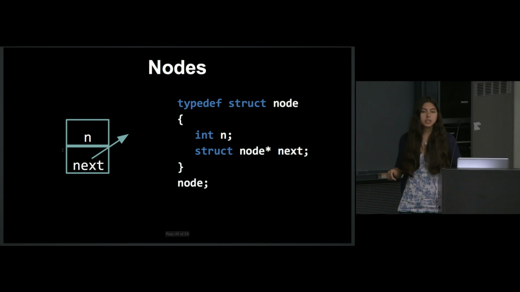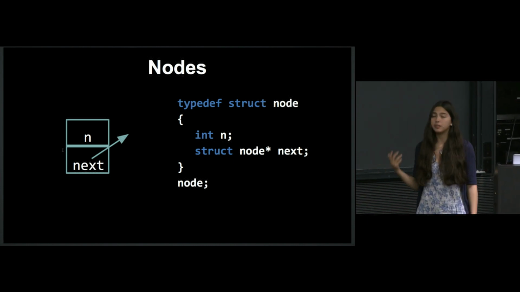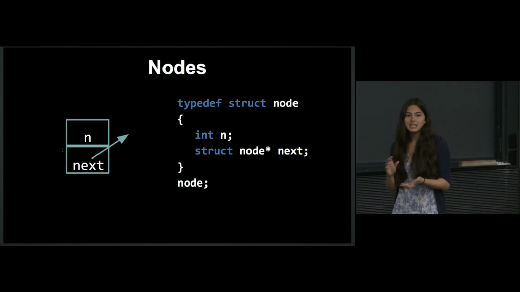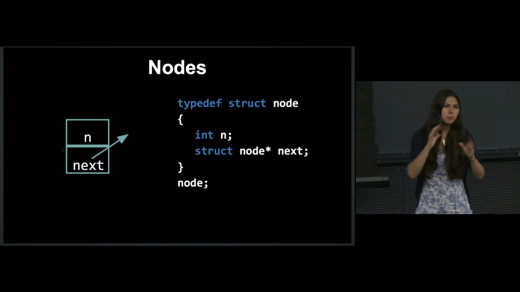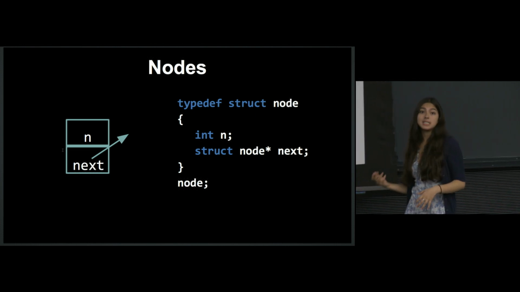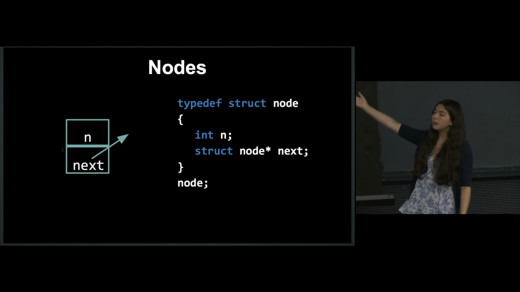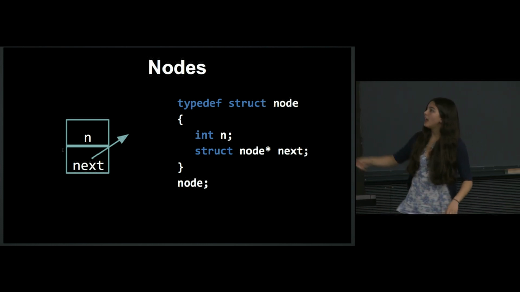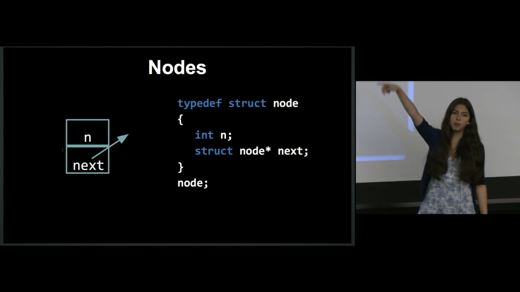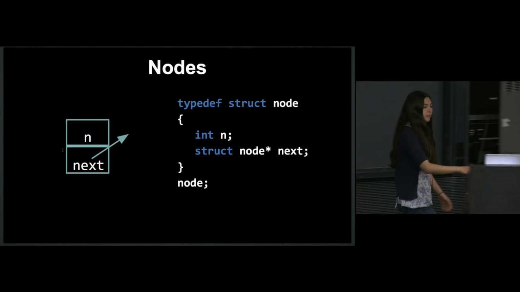OK? So this is how you might define a node. This is a great opportunity to take advantage of structs, because for a given node, I have two pieces. I have the actual value itself, and then I have a pointer to the next element in the linked list. So you see we have an integer n, which is going to be the actual value, and then a pointer to a node called next. So that's going to be the next element in our linked list.